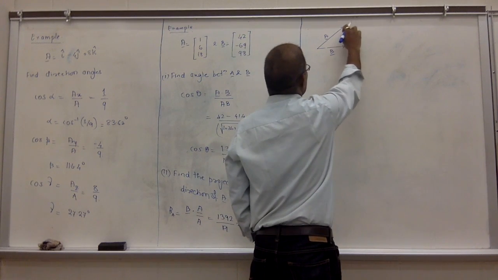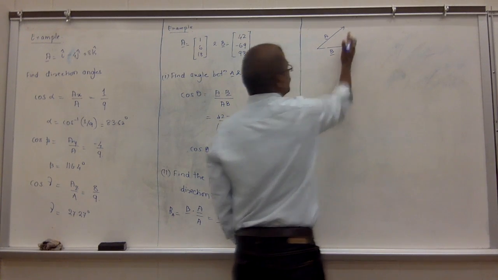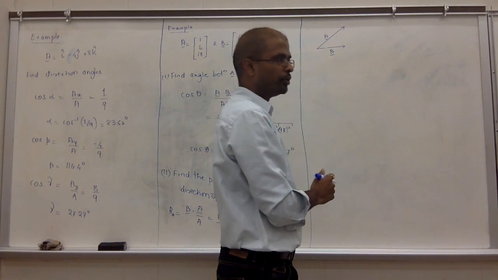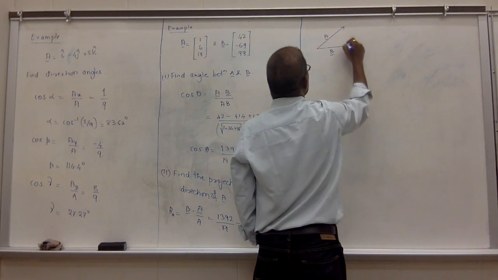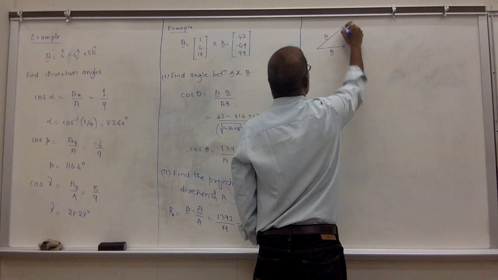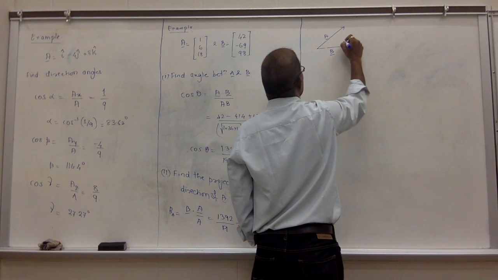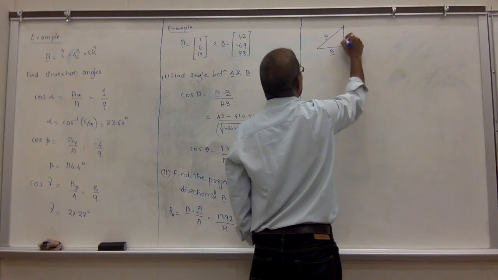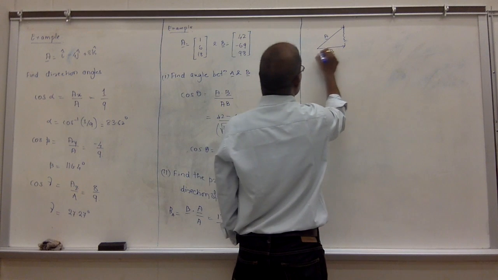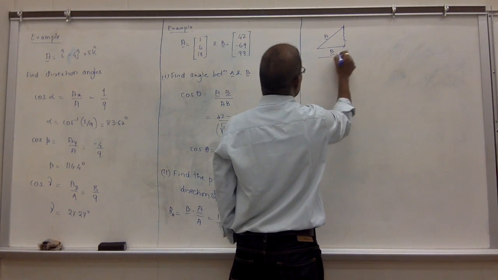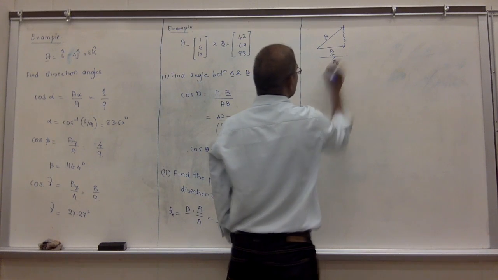Now for example, the projection of A on B is, you draw perpendicular to this, perpendicular to B. So what is perpendicular to B? You have this is the perpendicular, this is the component of A on B.